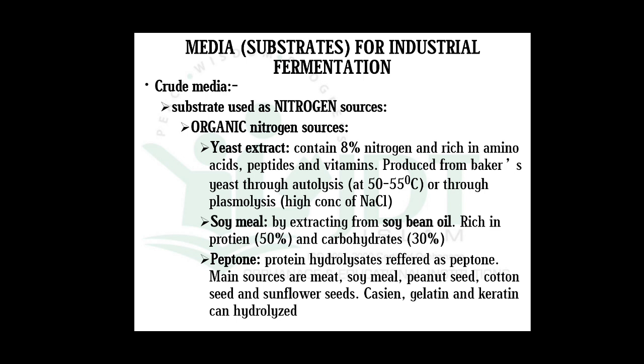Now soya meals, another organic nitrogen source, are prepared by extracting soybean oil, and are rich in protein and carbohydrate. And the last one is peptone, a protein hydrolysate. Protein hydrolysates are referred to as peptone, and the main sources are meat, soya meals, peanut seed, cottonseed, sunflower seed. Casein, gelatin, and keratin can also be hydrolyzed to prepare peptones. So these are the different nitrogen sources.